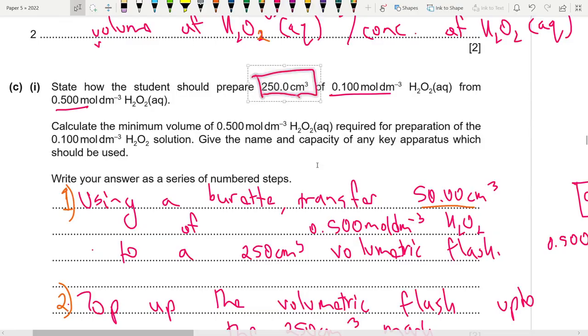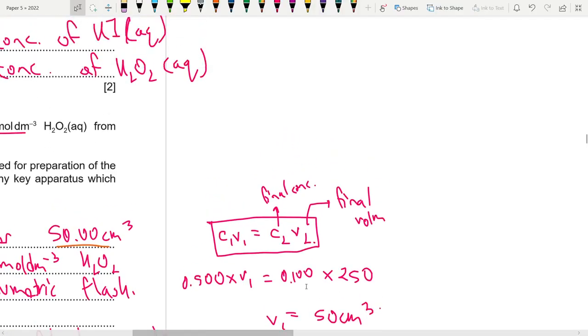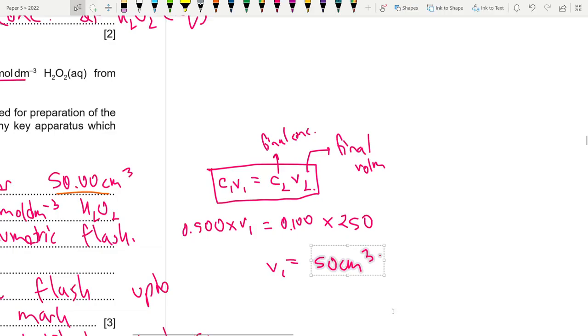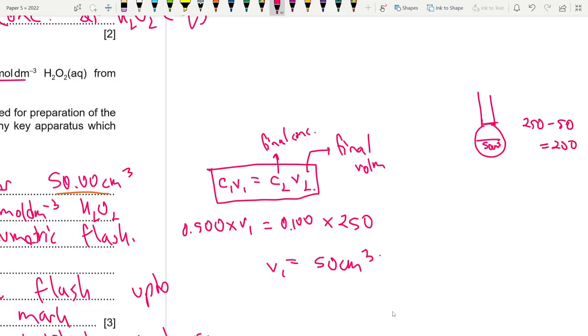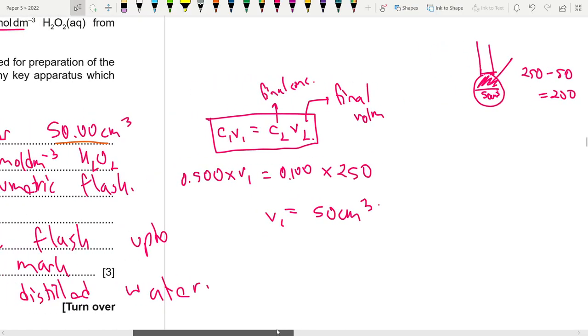we want to prepare a 250 cm³ solution. If 50 cm³ is the stock solution, this thing is called the stock solution, then how are we going to make it up to 250? For the other part, we use a volumetric flask essentially. So 250 minus 50 is essentially 200 cm³. So the other 200 cm³ should be distilled water. This is a common part that you'll find in each experiment. Very important.